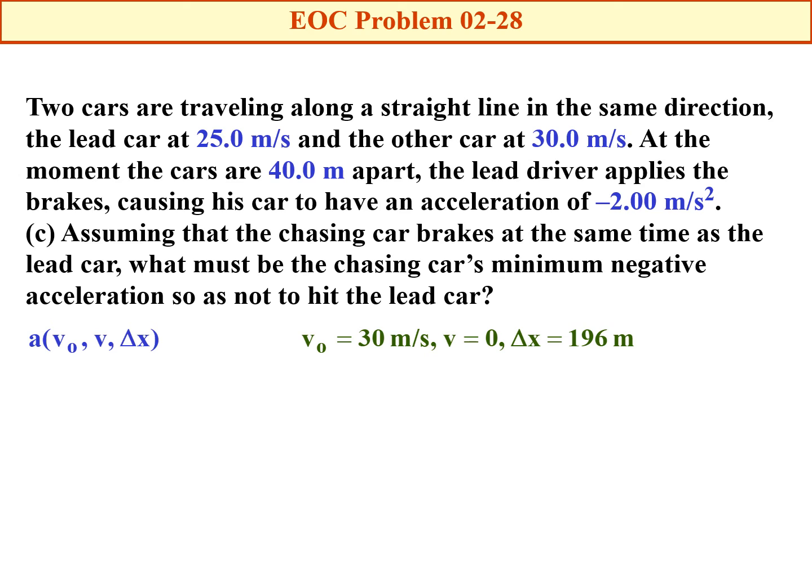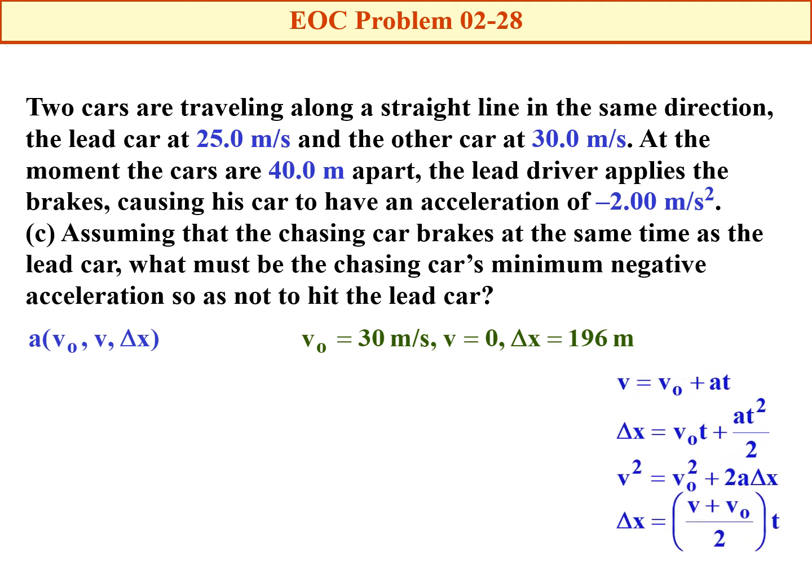Now, why is it 196? Because the lead car took 156 meters to stop, and then the second car is 40 meters behind it. So the second car has an additional 40 meters to travel, so it's a total of 196 meters for the second car. Using our kinematic equations, we know the initial velocity, the final velocity, and the displacement. We use this to find the acceleration.